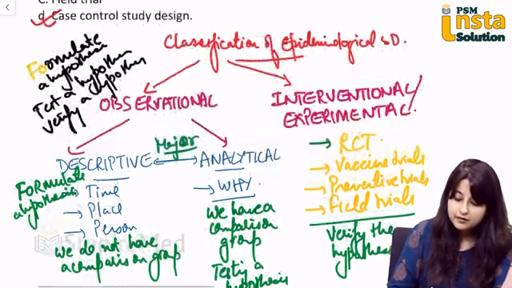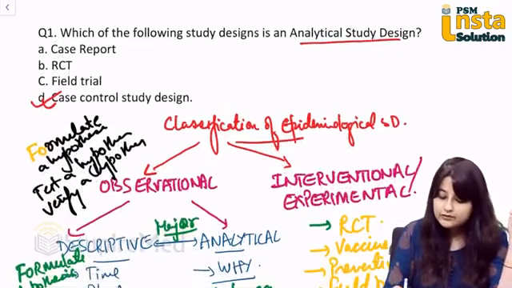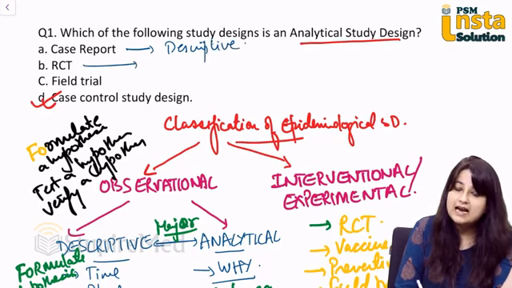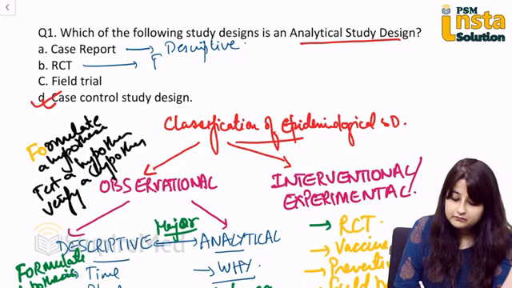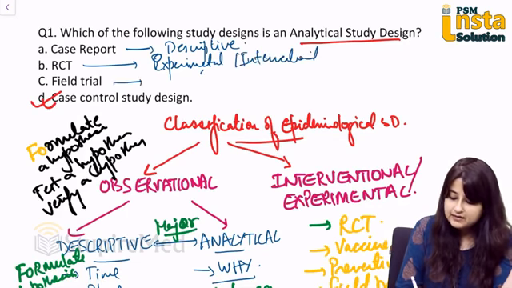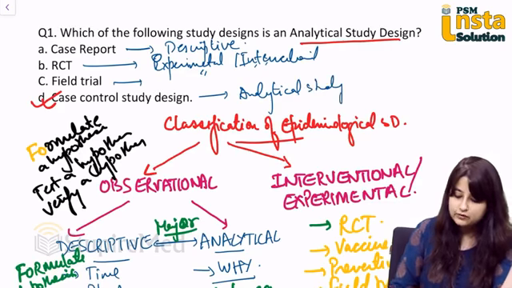So now if we go back to our MCQ, the first Insta question of PSM: which of the following study designs is an analytical study design? See, what is case report? If you go back, it is a descriptive study design. What is RCT? It is an experimental or interventional study design because you are doing a trial over here. Then what is field trial? Similarly, it's this. What is left with us? Case control. This is an analytical study design. I hope this MCQ is clear to you.